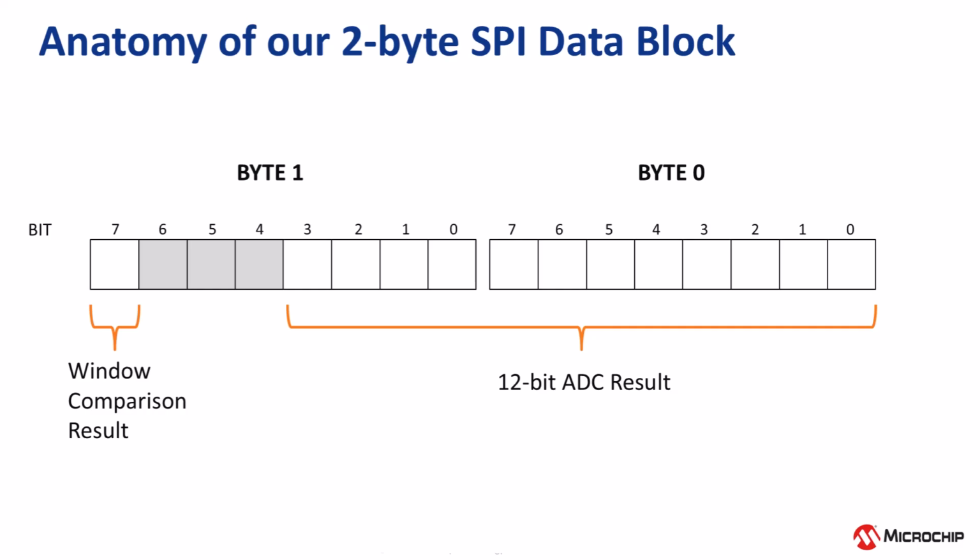Let's take a look at the anatomy of an SPI data block that we will be sending. When deciding how to send the ADC result and the window comparison result, I noticed the 12-bit ADC result had 4 bits unused. So instead of sending 3 bytes, where 2 would be the ADC result and 1 would be the window comparison result, I decided to take advantage of the unused bits in the ADC result and used the most significant bit in byte 1 as the window comparison result.